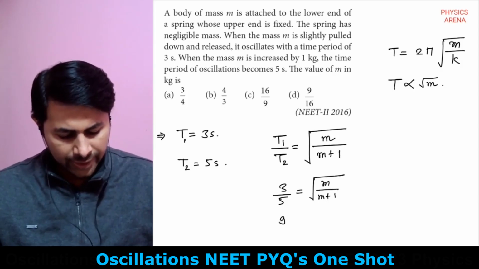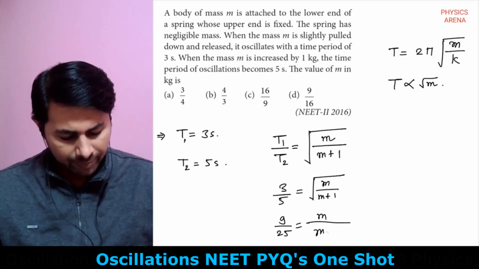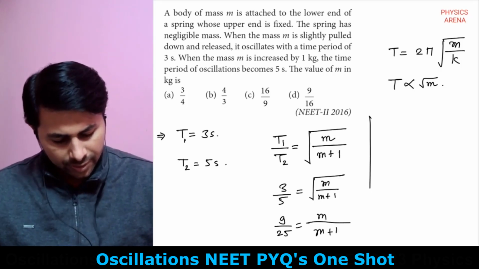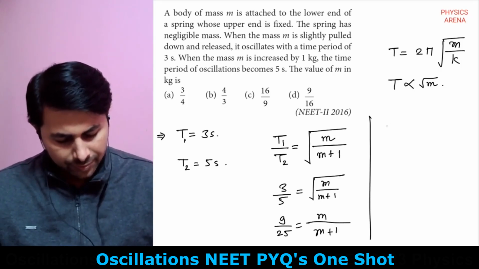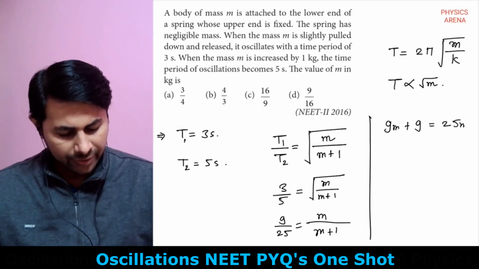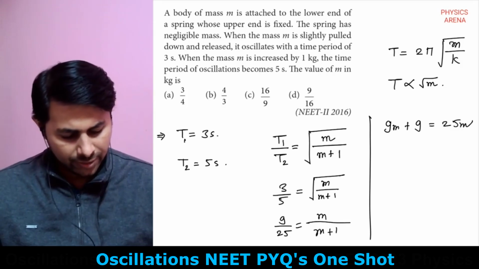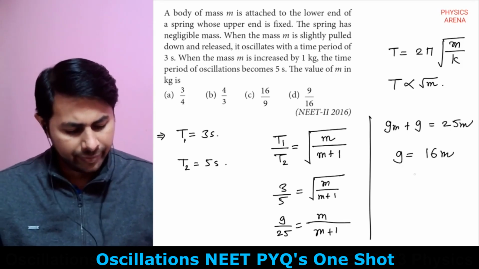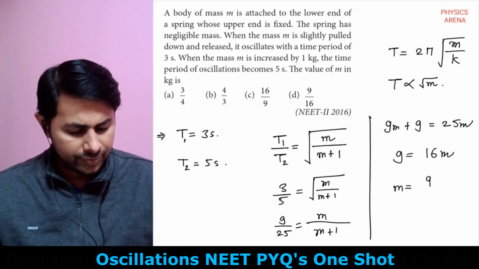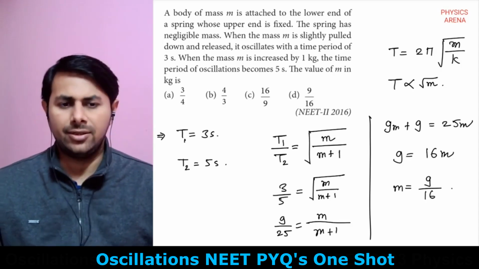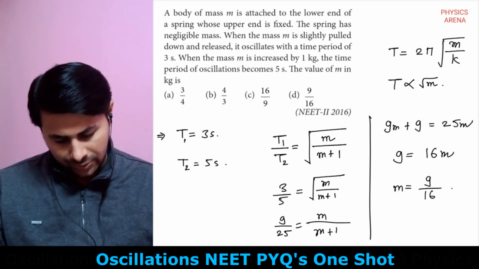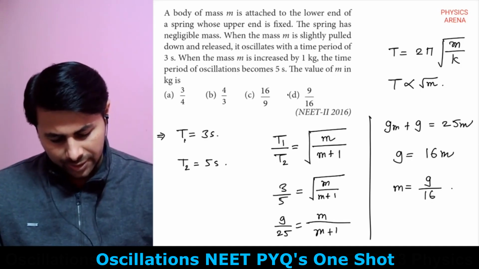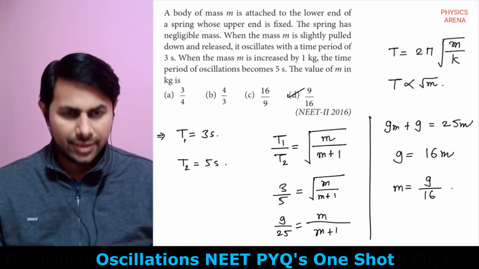Squaring this, we will get 9 by 25 equals m upon m plus 1. That means 9m plus 9 equals 25m by cross multiplication. So 9 equals 16m. So m equals 9 upon 16. So it's option D. All right. Next question.